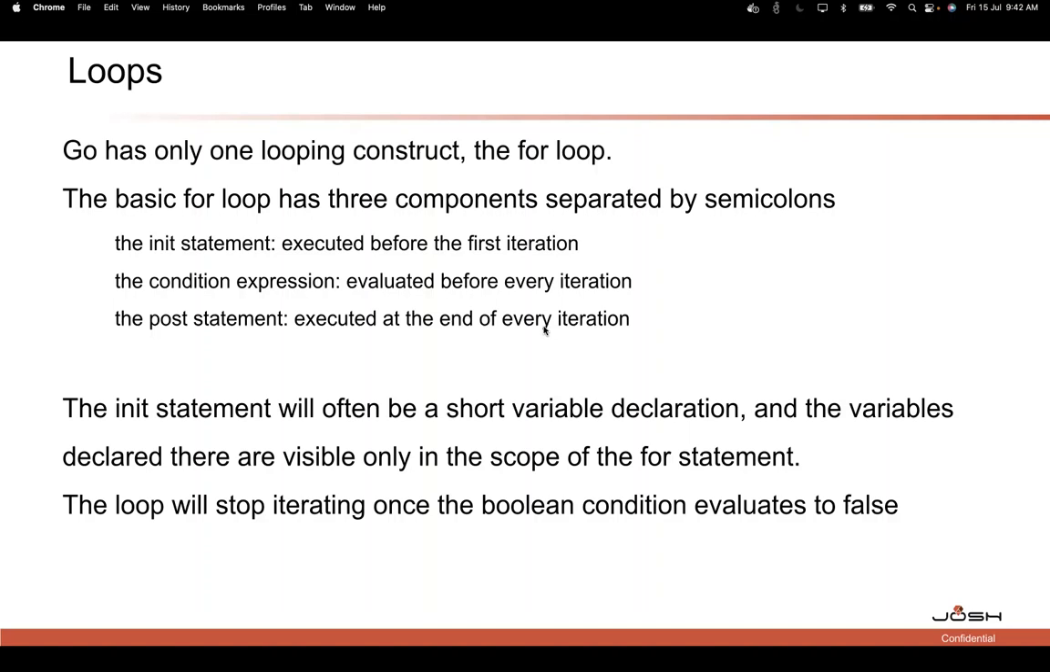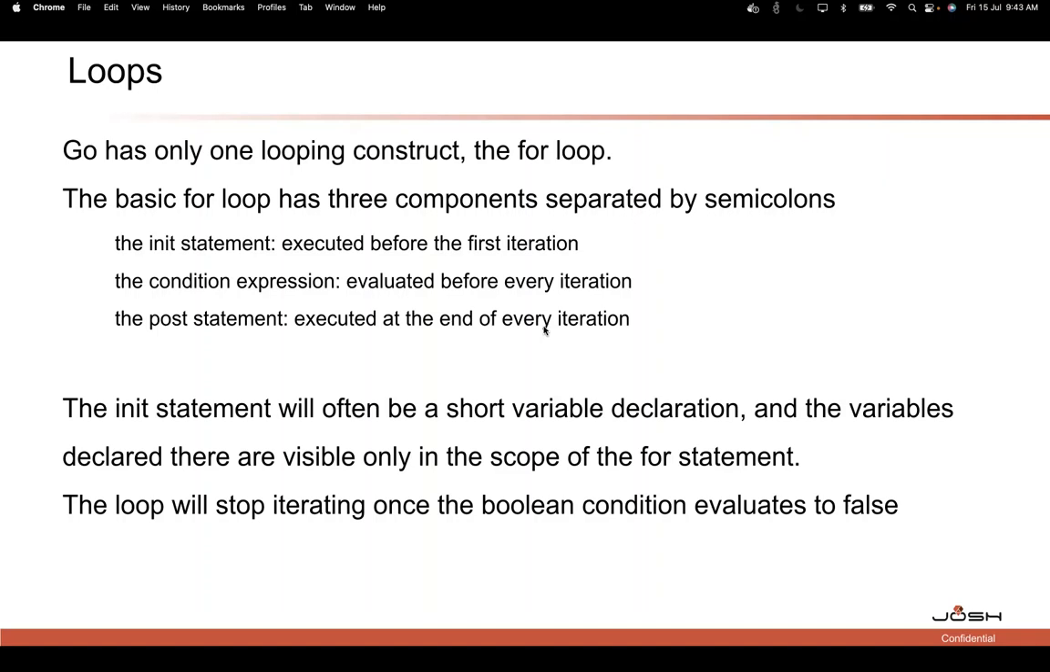So the basic for loop has three components separated by semicolons, as in the C language. The first part is the initial statement, executed before the first iteration. The second part is the conditional expression, which is evaluated before each iteration, and the post statement is executed at the end of every iteration. So this is familiar from the for loop in C.